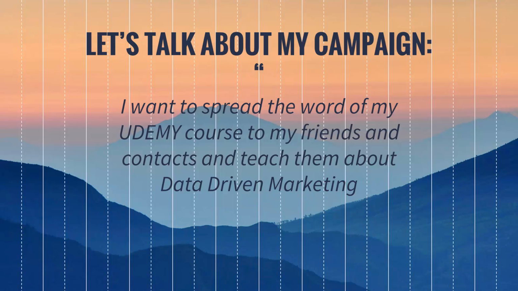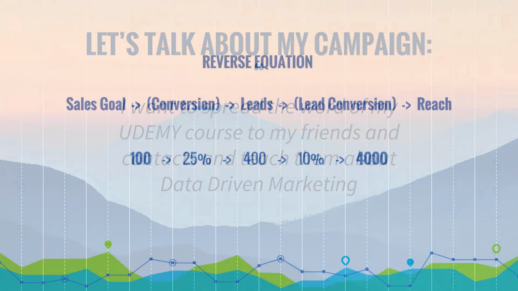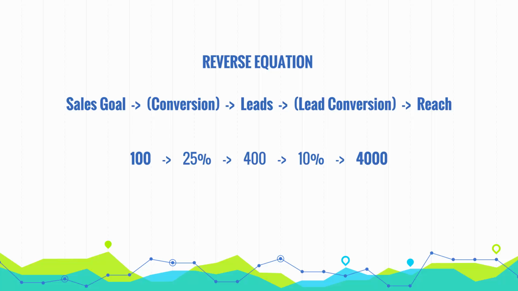So the first part is to figure out my goal. So I've set myself the goal that I want 100 of my friends to have a look at my course and to click through and possibly decide whether they want to buy it and learn about data-driven marketing. Now, using the reverse equation, which we learned about a couple of sections ago, you start from your sales goal and you work your way backwards with some historical data.